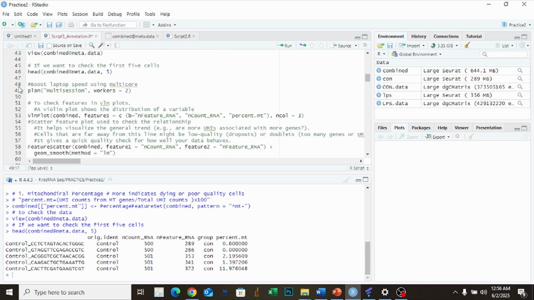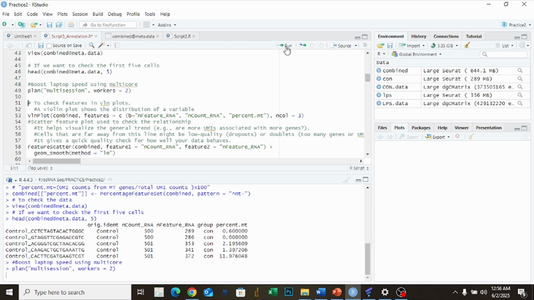This is not related to RNA analysis, but it is just for my laptop because it's a little bit slow, so I use different ways to increase its speed. So just run it.